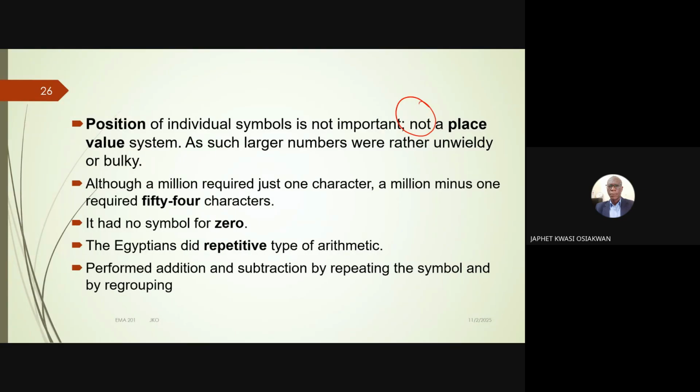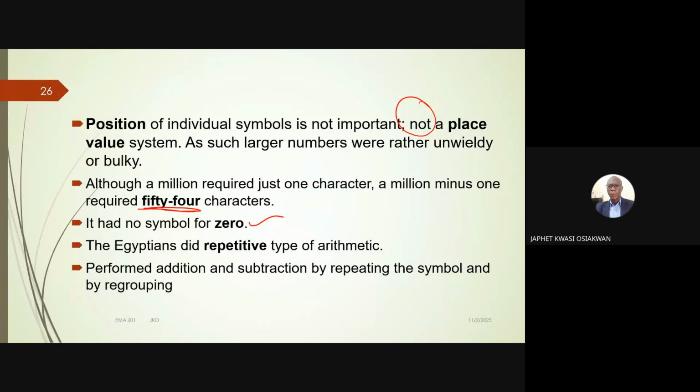Although 1 million requires just one character, 1 million minus 1 will need about 54 characters to be able to write it. So you can see how cumbersome the Egyptian numerals are. Very, very difficult to write some numbers. They have a symbol for 1 million, but when you take just one from 1 million, you need about 54 characters to represent it. And then there is no symbol for 0 also. They don't have a symbol for 0.